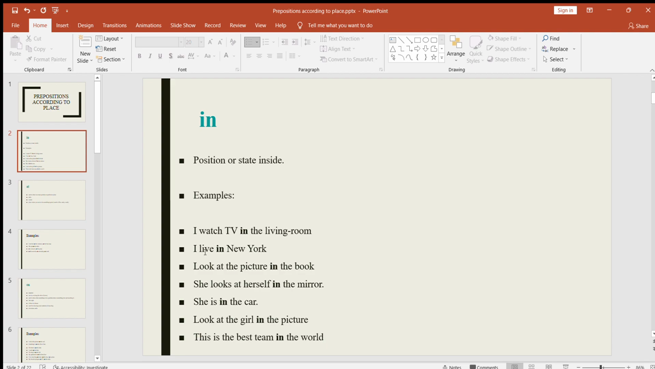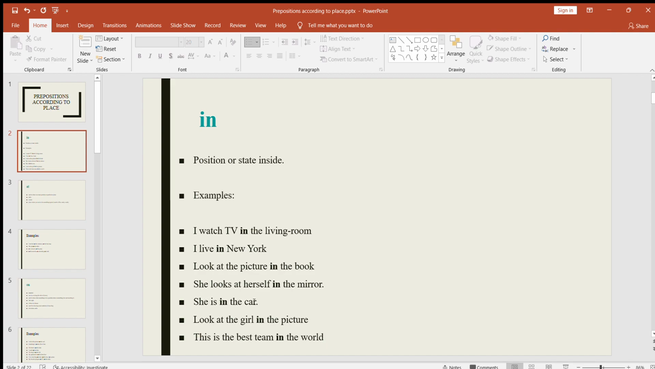I live in New York. For cities we use "in." Like I live in Faisalabad, I live in Lahore, I live in Manhattan, I live in London, whatever. For cities we use "in." Look at the picture in the book. She looks at herself in the mirror. Also here, for countries we use "in." For example, I live in China, I live in USA, I live in UK, whatever. Now next one.